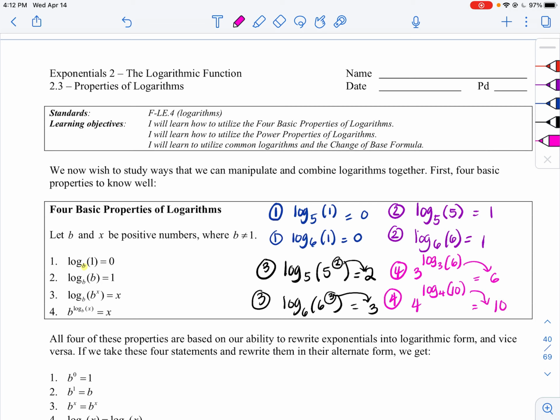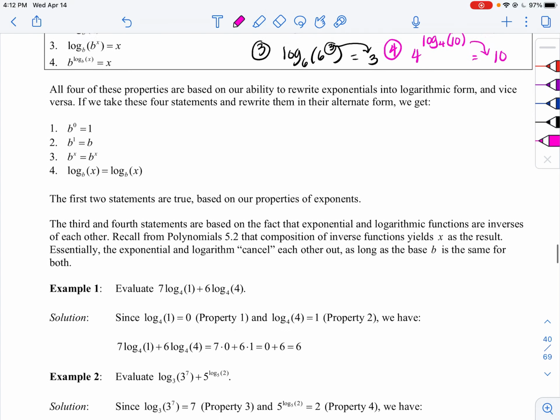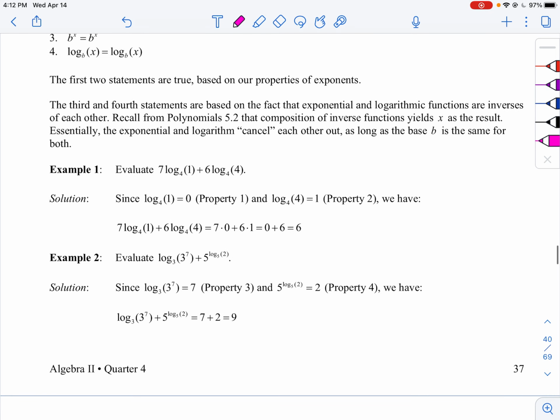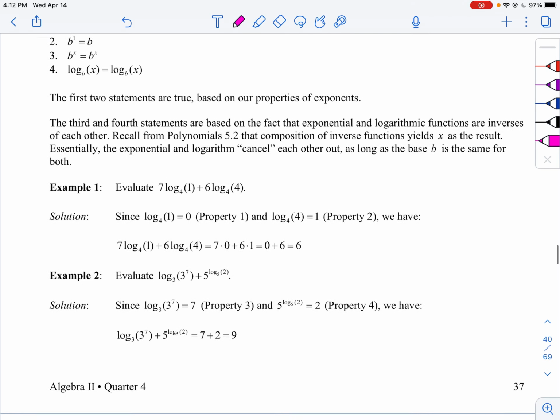Okay, so for now, I'm going to ask you to circle, whenever we see these properties, and then name them property 1, property 2, 3, and 4. So let's have our first example over here. Example number 1: evaluate 7.